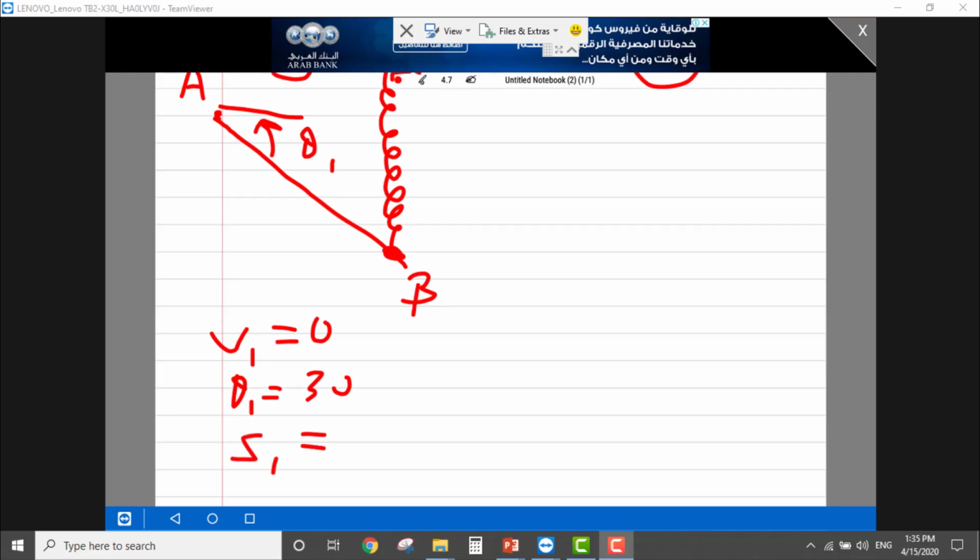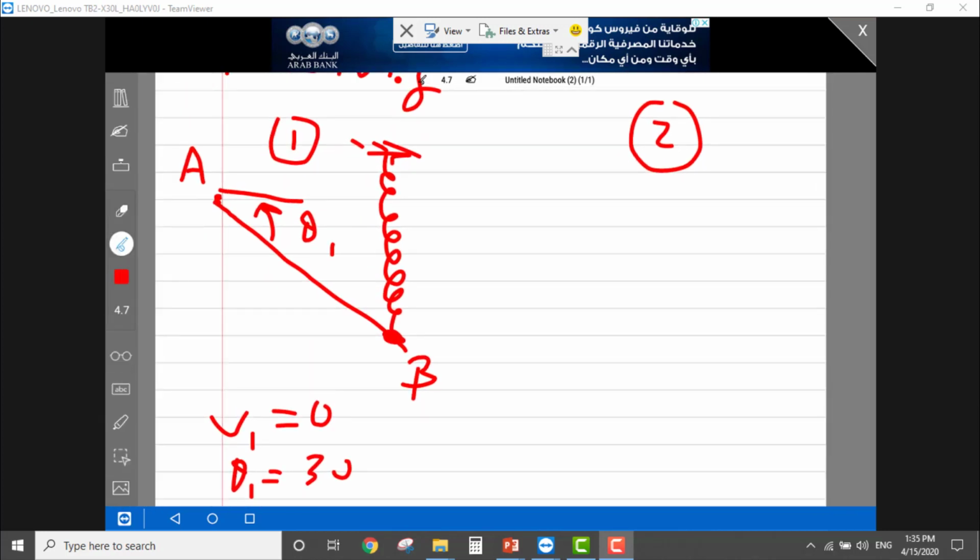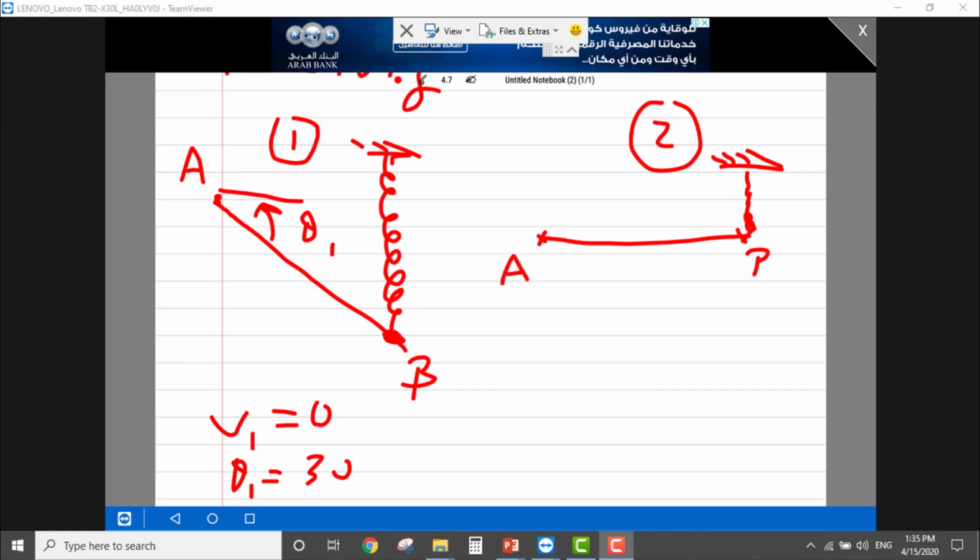Before going back to the PowerPoint figure, let me continue with state 2. So here is the spring, and here is the new location of the rod. This is A and this is B. So theta 2 is equal to 0, while V2 is unknown, and S2 is equal to 0. This is given in the problem statement.